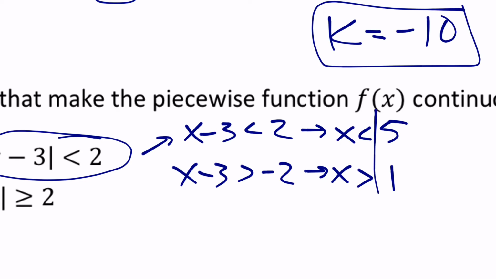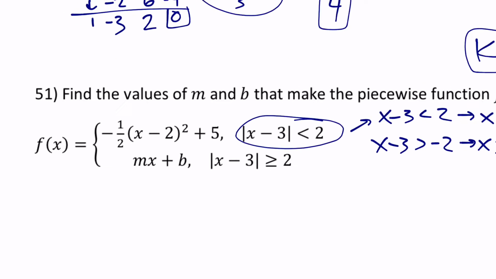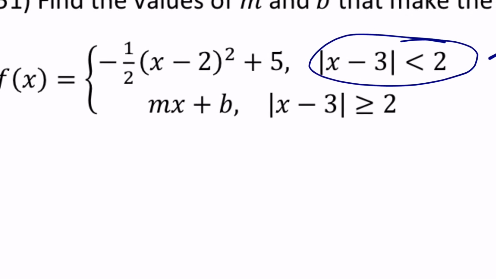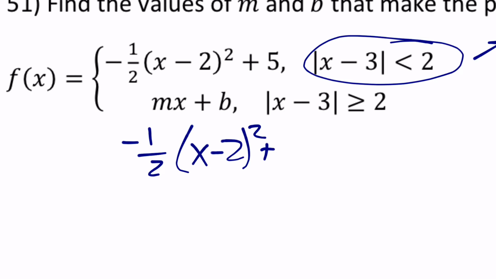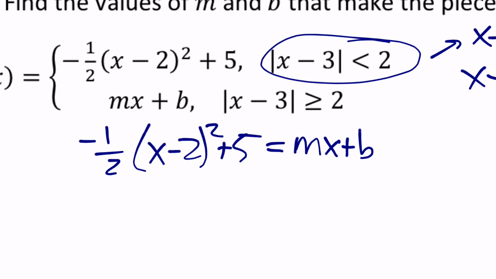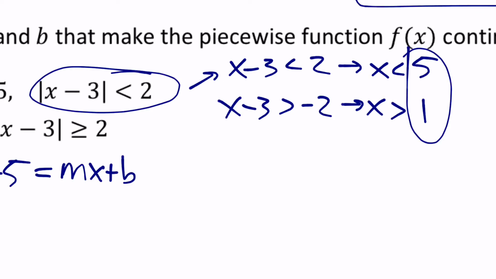So the significance of this is those two numbers, 5 and 1. These are the x values of interest. I want to make this thing continuous, which means I need to set negative 1/2 (x minus 2) squared plus 5 equal to my second branch, mx plus b. And where do we need these two functions to equal each other? We need to equal them at the two x values we just found. So at the x value of 5 and the x value of 1.